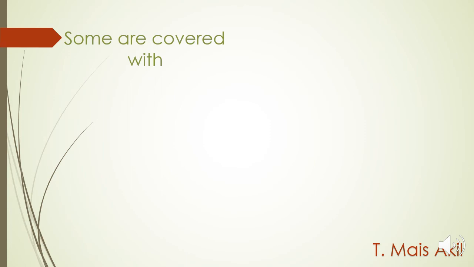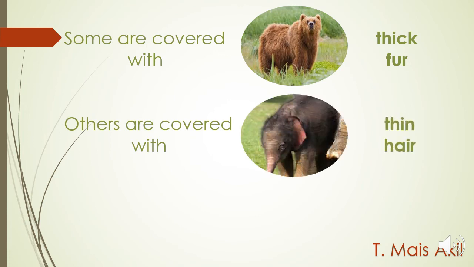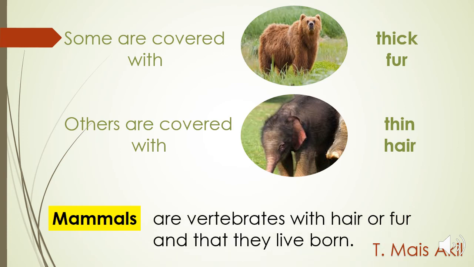Some mammals are covered with thick fur. The fur is a kind of hair, but it is thick. Like this bear, like cats, many different mammals are covered with fur, which is thick hair. Others are covered with hair, like this elephant, thin hair. So some mammals are covered with fur and some with hair. So mammals are vertebrates with hair or fur and that give live birth.